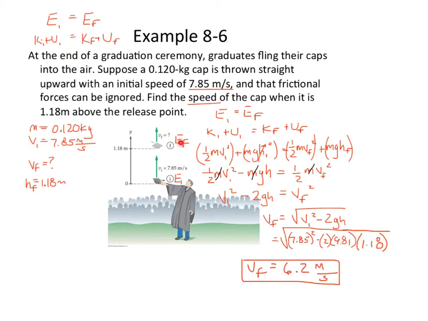The idea that the total mechanical energy, initial kinetic plus initial potential, is going to be equal to the final kinetic plus the final potential. Everything's accounted for if we're dealing with conservative work and conservative forces, and that enables us to find our final velocity right there.